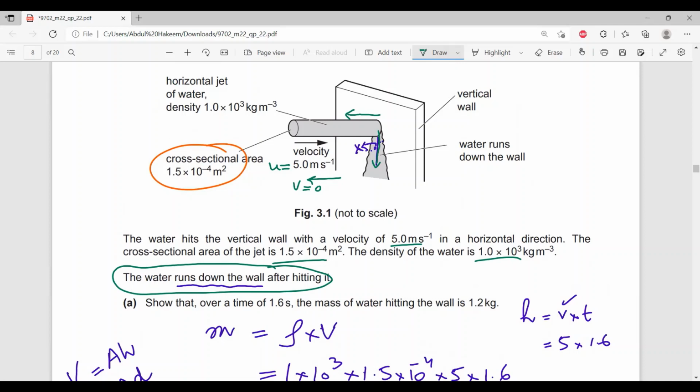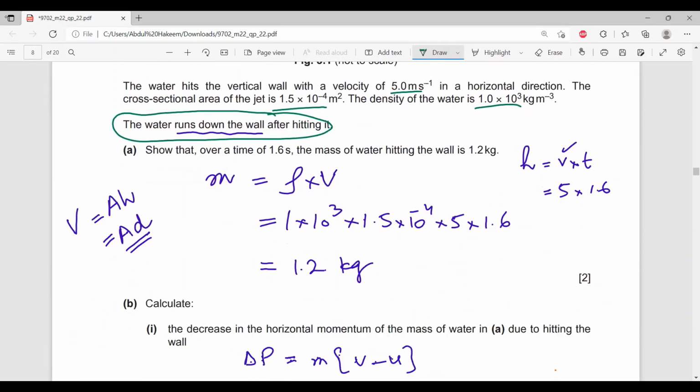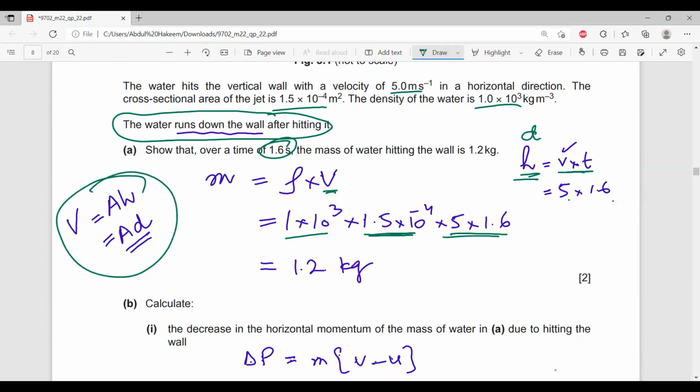It is going down. So show that over a time of 1.6, the mass of the water hitting the wall is 1.2. Due to the constant velocity, distance is speed into time. It's better to write the distance as horizontal velocity multiplied by the time taken, 1.6. It's given here, so the horizontal distance covered is 5 times 1.6. Mass is density multiplied by volume. Density is given, and the volume is area times distance. So after calculation, it is 1.2 kilograms.